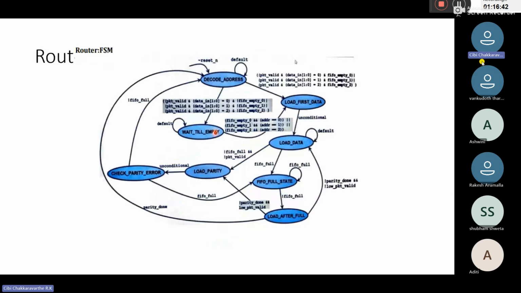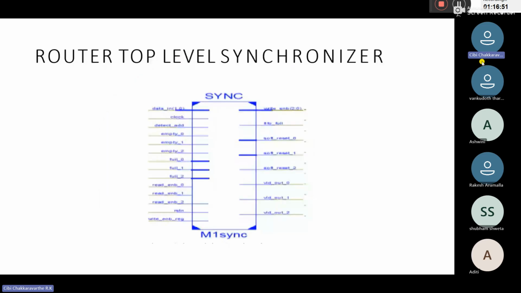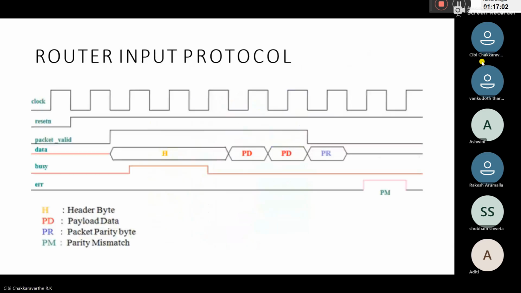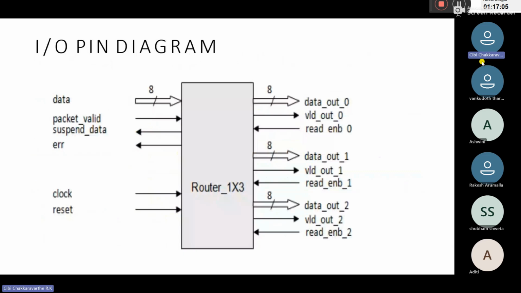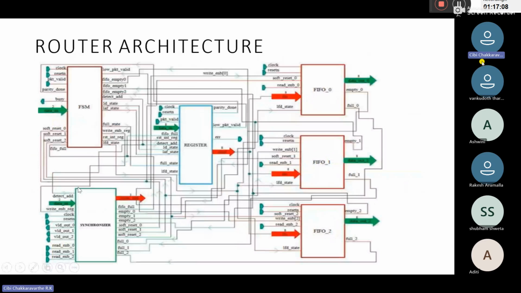See here, this is the synchronizer, and in the synchronizer we have data in. We have 2 bits, that is the address bits, and we have clock, detect address. As I told you, our FSM will pass the detect address signal. See this architecture, the fifth signal in the FSM is detect address. It is moving to the register, and also moving to the synchronizer as well. Once the synchronizer receives the detect address, it will synchronize.